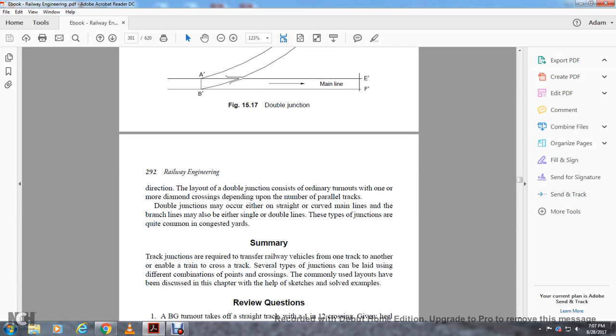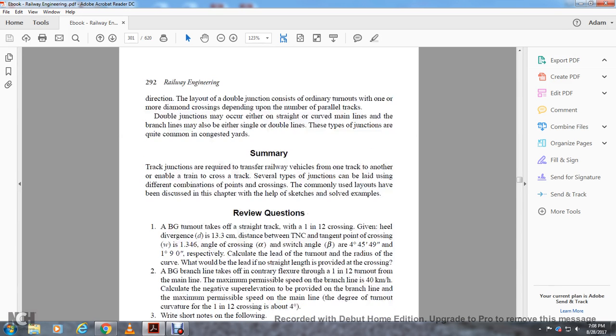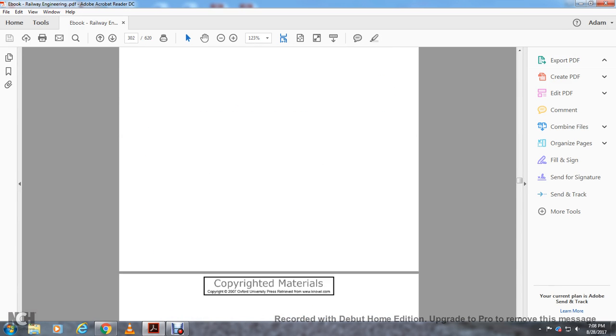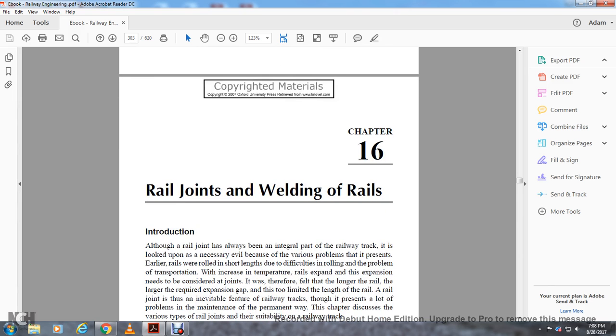Congested yards. Junctions are required to transfer railway vehicles from one track to another and enable trains to cross. Several types of junctions can be laid by using different combinations of points and crossings. Commonly used layouts have been discussed in the chapter. Help us sketch and solve examples. Chapter 16: Rail joints and welding of rails.